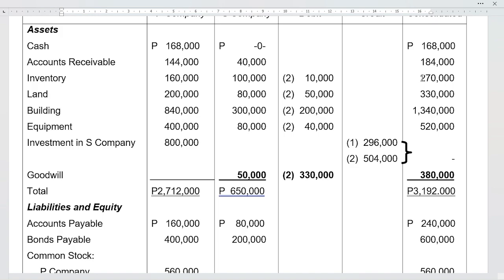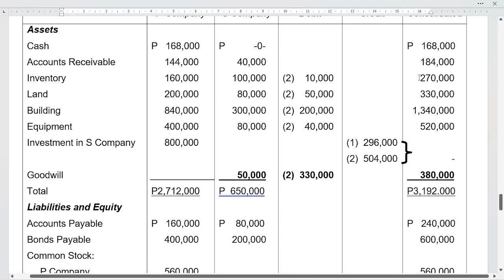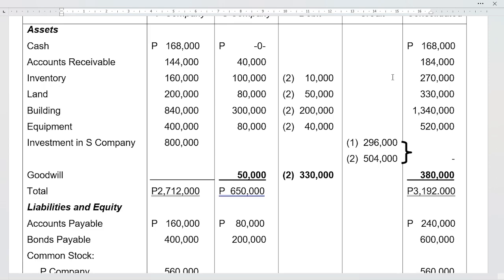For the debit and credit of the assets, in inventory we will have 10,000 debit, 50,000 debit for land, 200,000 pesos debit for building, and 40,000 pesos debit for equipment, and a credit of 296,000 and 504,000 for investment in S company.